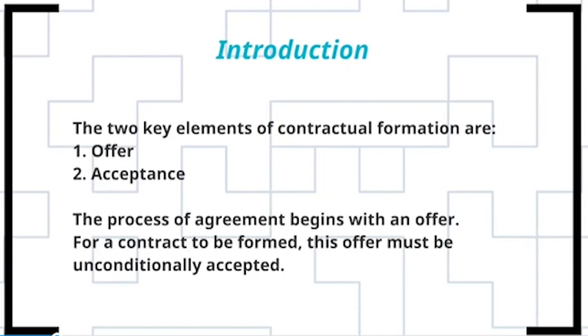If these elements are not present, a court will not find that a contract exists between the parties. In the absence of a contract, neither party will be bound to the tentative promises or agreements they have made. It is thus of critical importance to determine whether or not a contract has been formed.